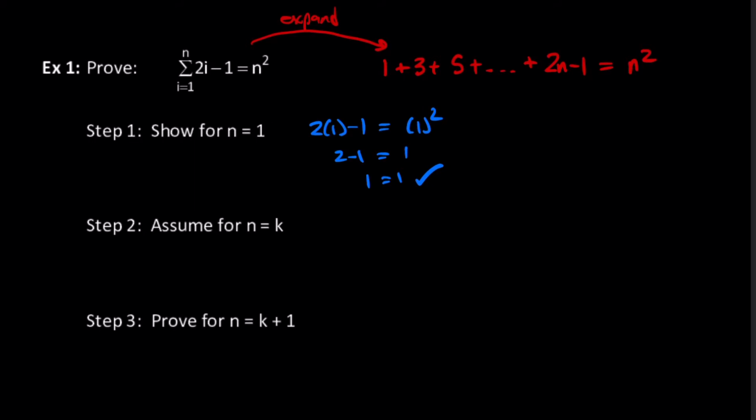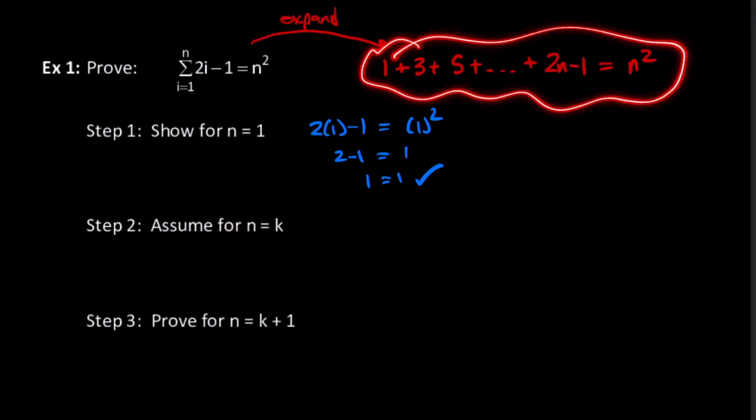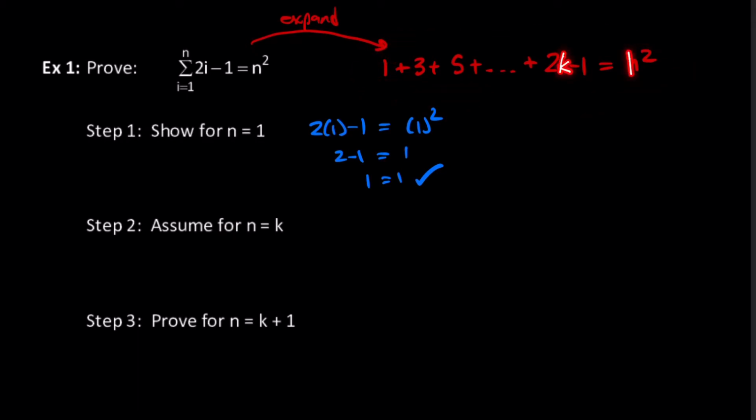Now, I assume it works for n equals k. Basically, we just take this expanded notation and we replace the n's with k's. And again, I know it seems kind of silly, like why don't we just use n's? Because k represents any spot in that sequence. Like I said, it could be the 10th, the millionth, billionth. So I rewrite that expanded notation: 1 plus 3 plus 5 plus dot, dot, dot, plus 2k minus 1 equals k squared.